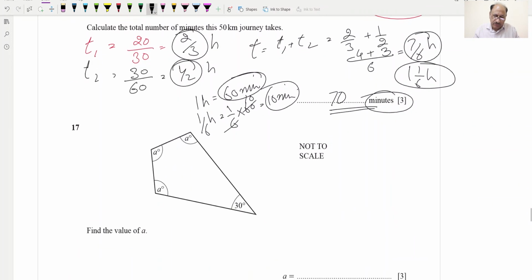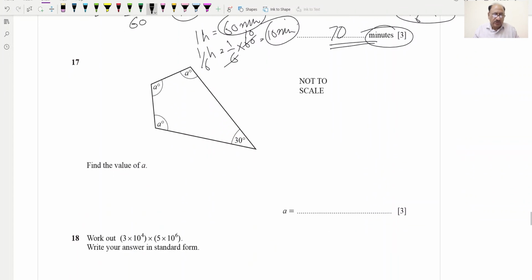Hopefully you understood this. Now question number 17, this diagram is provided which is not to scale. Find the value of A. This is A and A. Three angles are equal and this is 30.